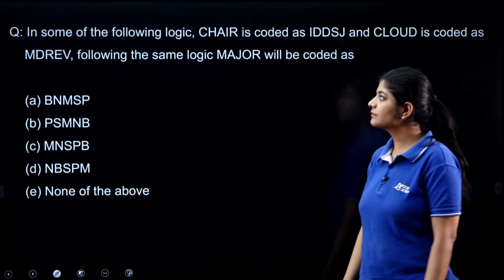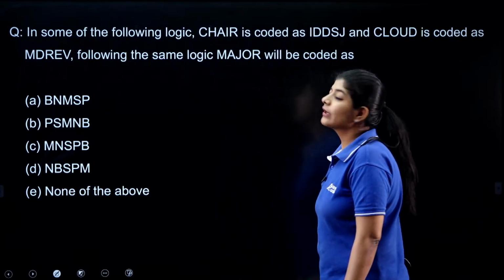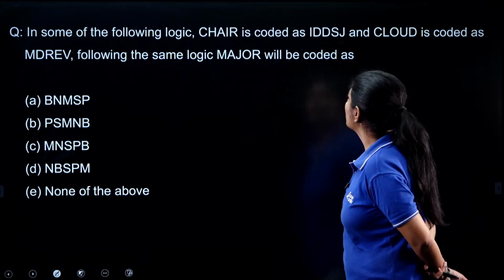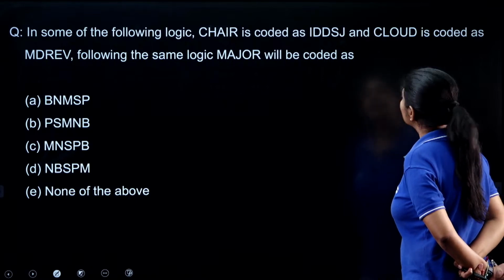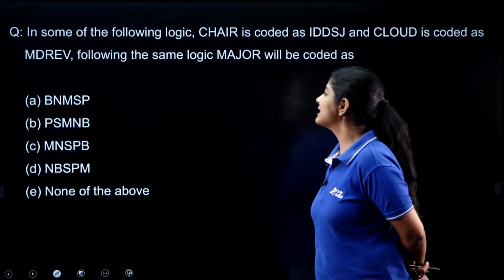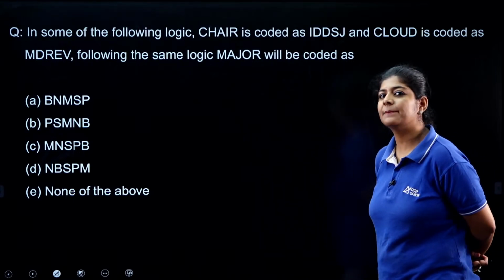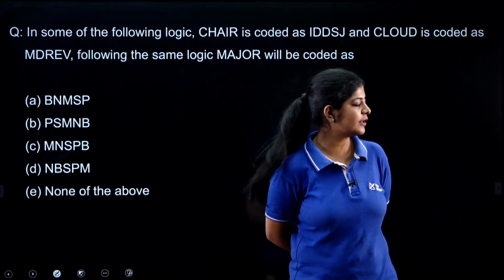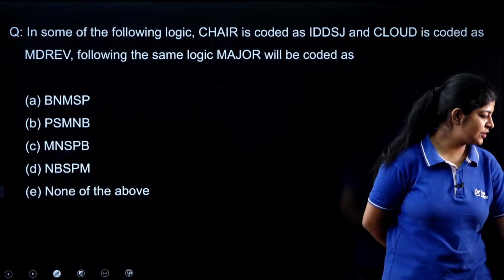Next. The next question says that in some logic, chair is coded as IDDSJ and cloud is coded as MDREV. Following the same logic, major will be coded as. What we have to do? We just simply need to apply the concept of coding-decoding to get the answer. Very good, Ganesh. Very good, Radhe.